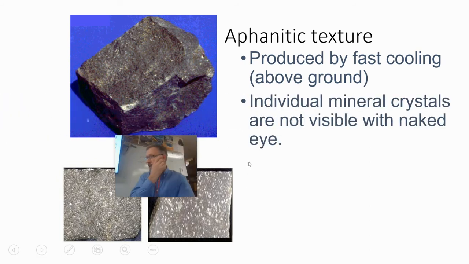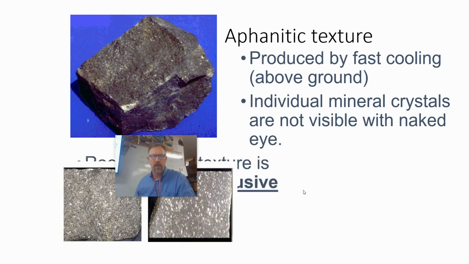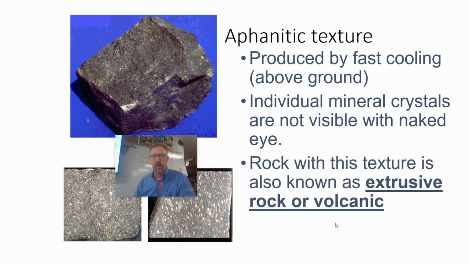So you're not going to necessarily see the individual crystals in an aphanitic because they're so small. Like I said, it's near surface, not deep. Near surface or at surface, where the magma cools off quickly. We can also call this extrusive rock because it's extruded from a volcanic vent, but it's not explosive necessarily. We can also call it volcanic because it comes out of a volcano, so that's aphanitic.